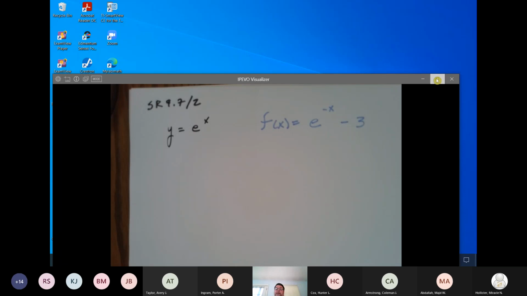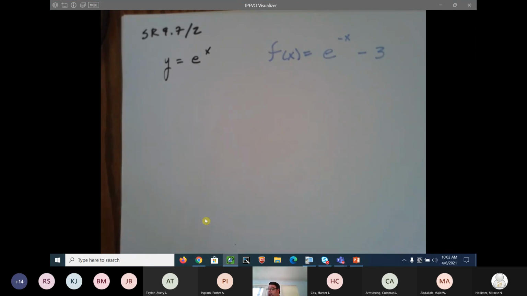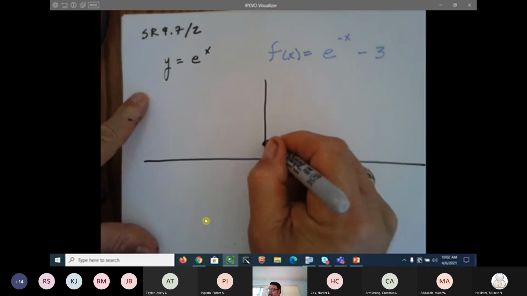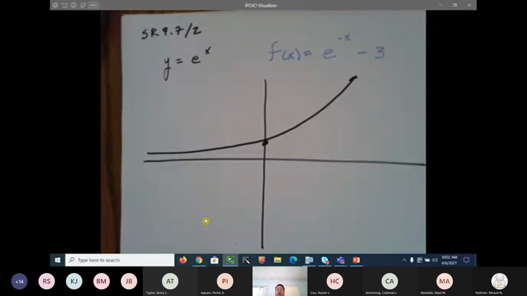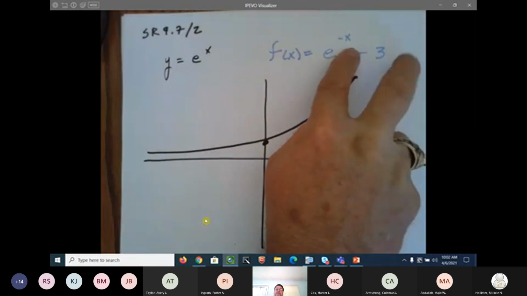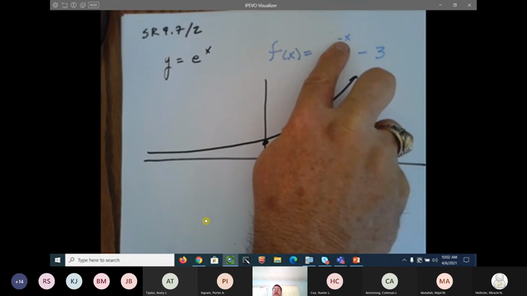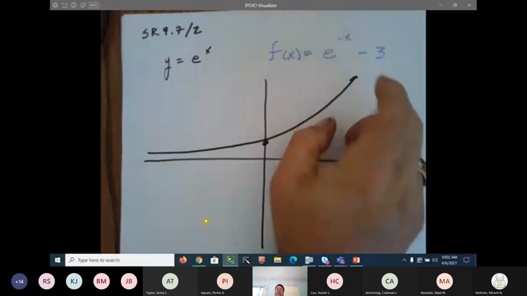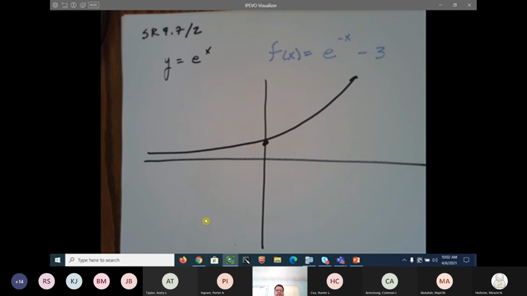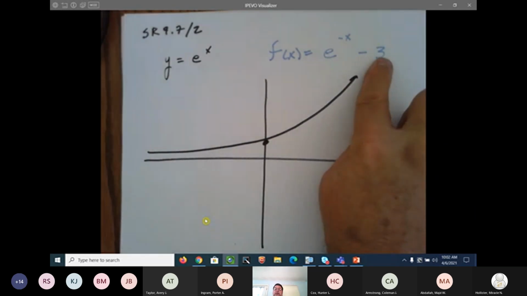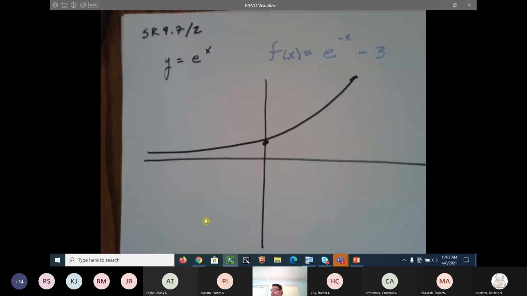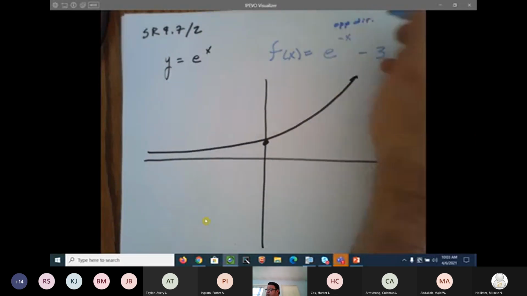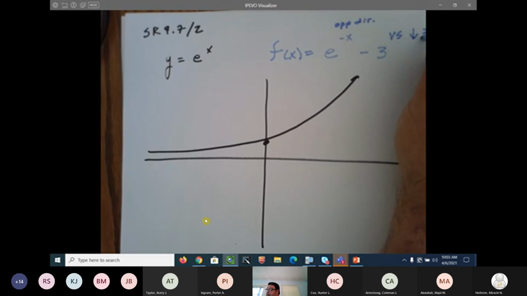Anyway, here is the problem. Of course, you already know that your parent graph looks like something like this. That's your parent graph. And this right here, what does that say? What does this negative say? What does negative always tell you as far as a parent graph? It's going in the opposite direction. And what does this -3, since it's not connected to the x, is this a horizontal shift or a vertical shift? That's a vertical shift. So we got opposite direction and a vertical shift down 3.